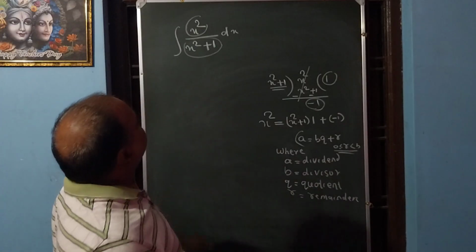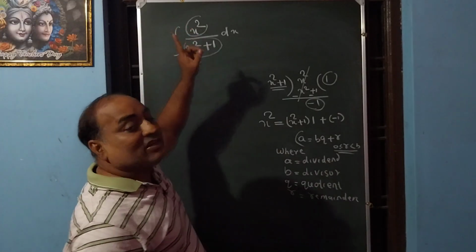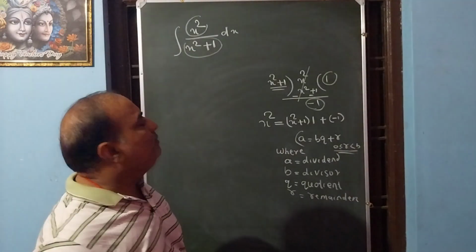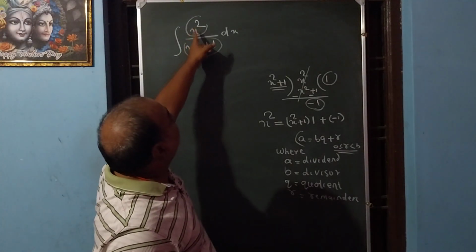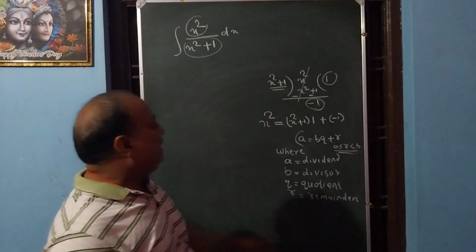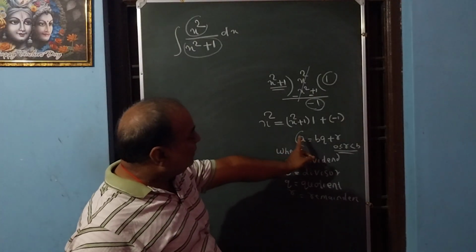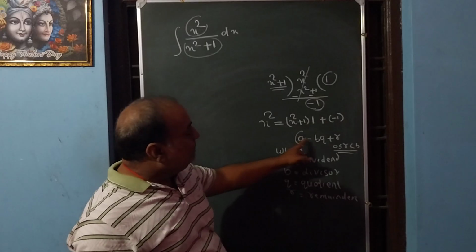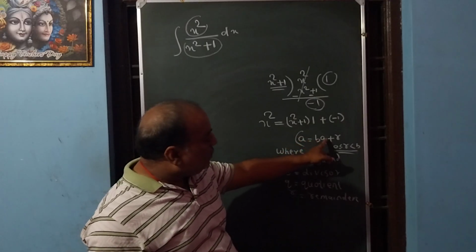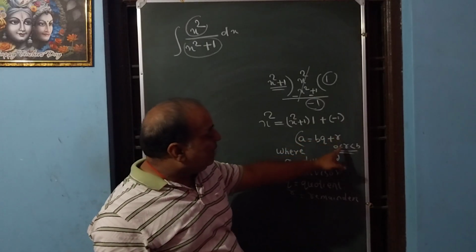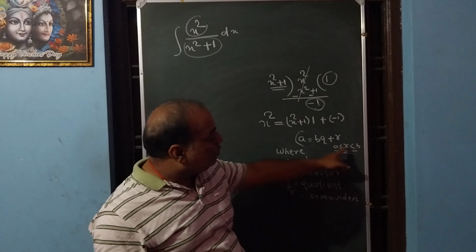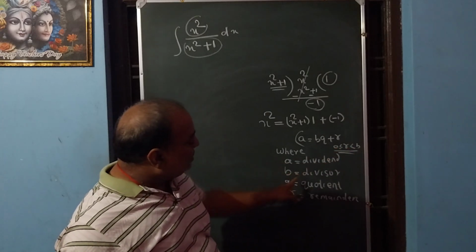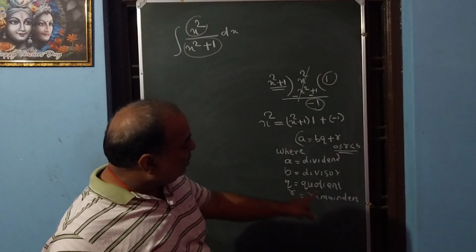So when the degree of the numerator is greater than or equal to the degree of the denominator, at that time you have to divide the numerator by the denominator and use the division algorithm: a is equal to bq plus r, where a is the dividend, b is the divisor, q is the quotient, r is the remainder. Condition: 0 is less than or equal to r less than b.